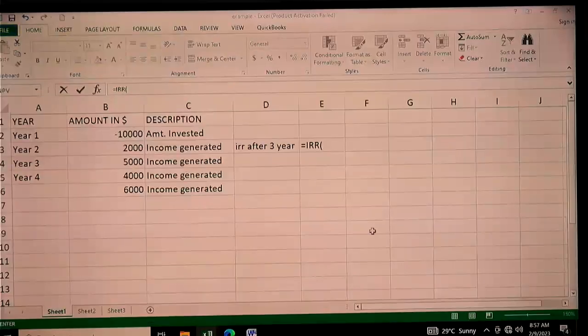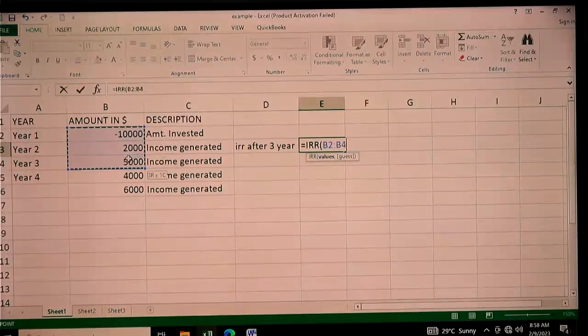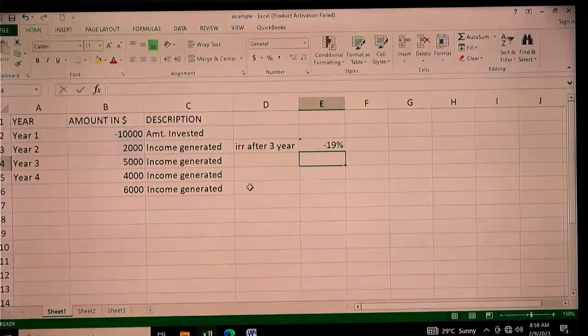So you follow that the first value, we're supposed to select the value. And since we are looking for up to after the 3rd year, we select the values from here up to here. Then we close the bracket. The internal rate of return can be a positive number or a negative number. Notice that the first internal rate of return has given us a negative value.